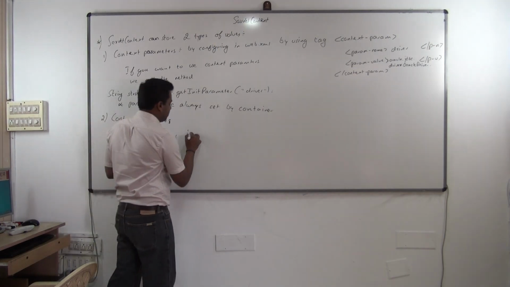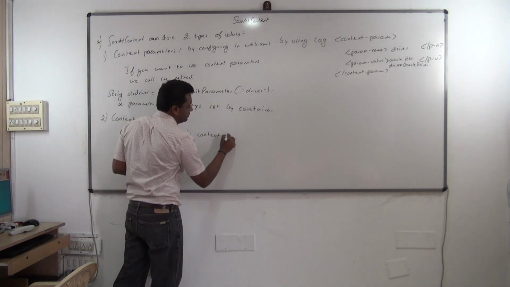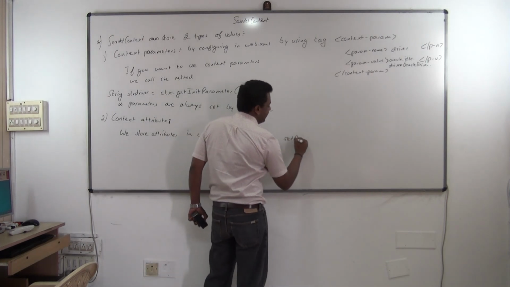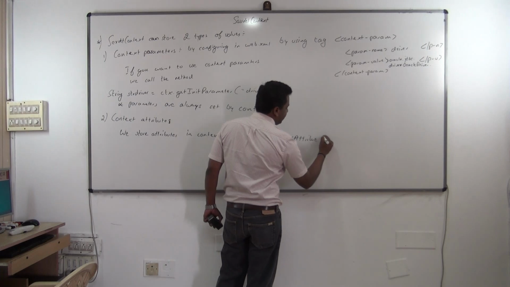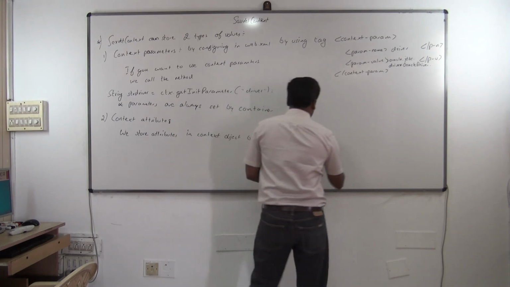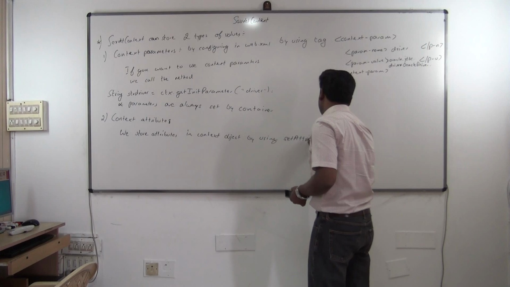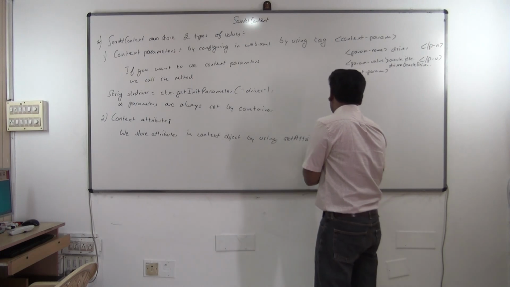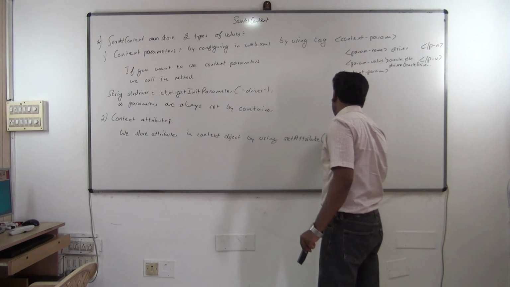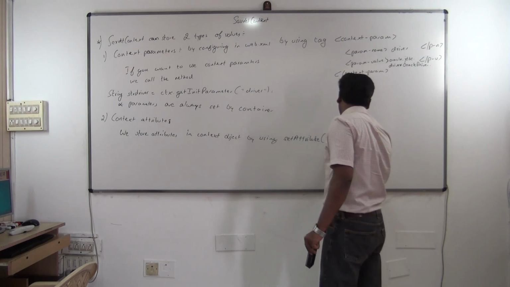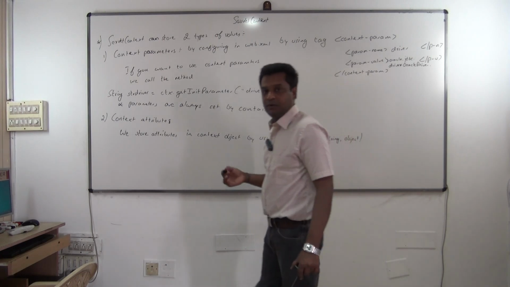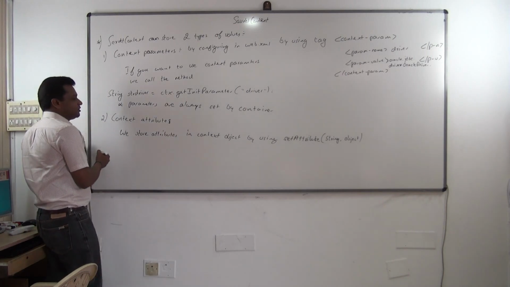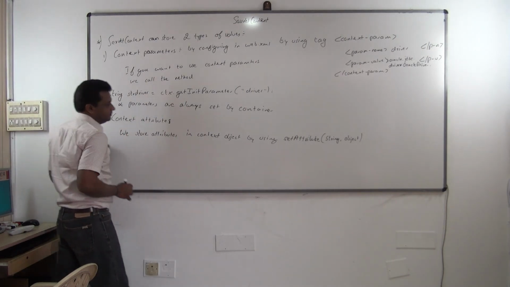We store attributes in the context object by using the setAttribute method. There's one method called setAttribute. I'll show you the API. You have to pass one name, a string, and one object. This is the argument: string and object. So this is how we will do it. We store attributes in the context object by using the setAttribute method.